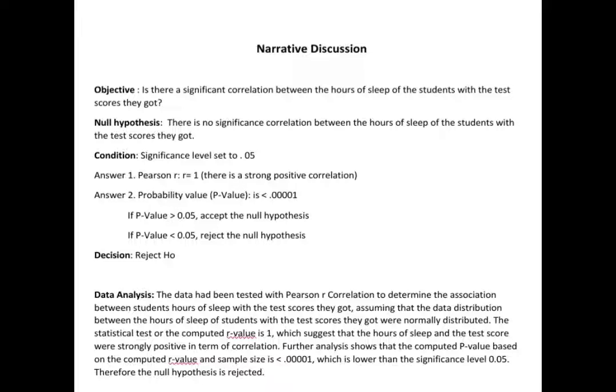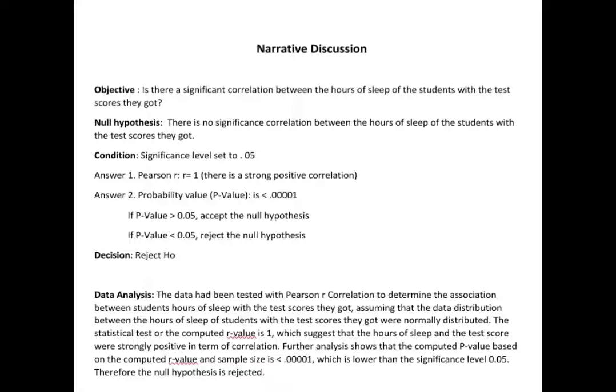Data analysis. The data had been tested with Pearson-r correlation to determine the association between students' hours of sleep with the test scores they got. Assuming that the data distribution between the hours of sleep of the students with the test scores they got were normally distributed, the computed r value is 1, which suggests that the hours of sleep and the test score were strongly positive in terms of correlation.